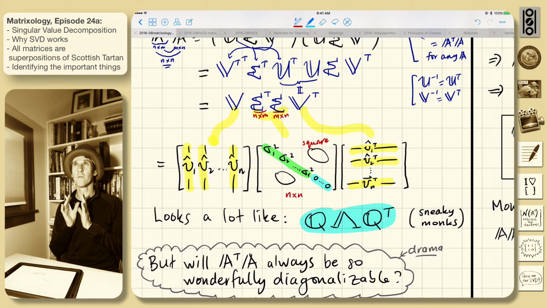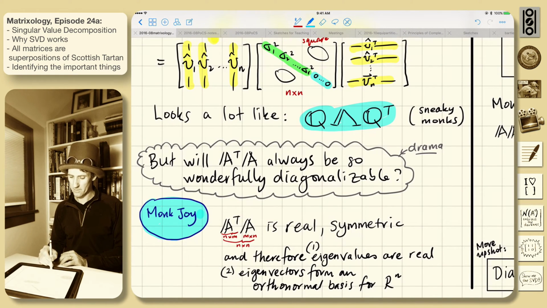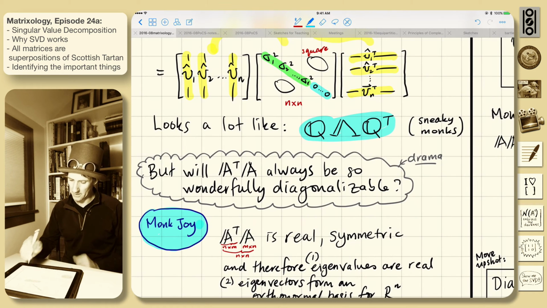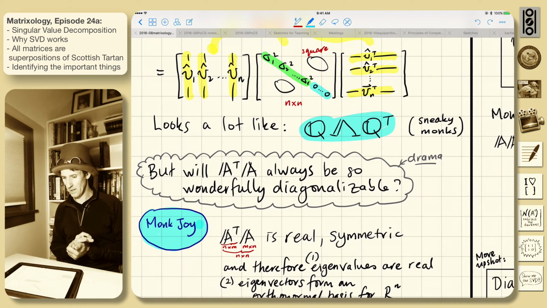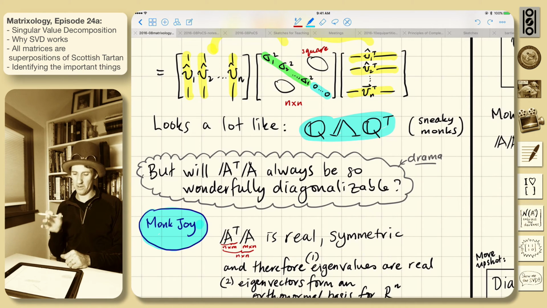So is this true? Well, we know A transpose A is real and symmetric, right? Therefore, the eigenvalues are real, and the eigenvectors do form an orthonormal basis. So in fact, if we diagonalize A transpose A, we will get these V's, right? We get these guys. So that works. We will get real eigenvalues, so that's pretty good. There's one more piece that we need to know, which is that we have to get positive eigenvalues, or at least eigenvalues that are greater or equal to 0. So there's some monk joy happening over here.